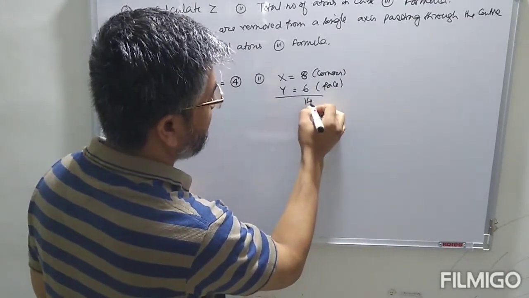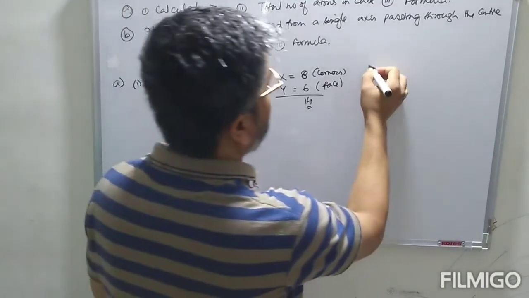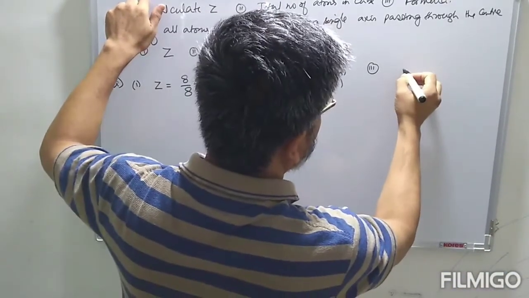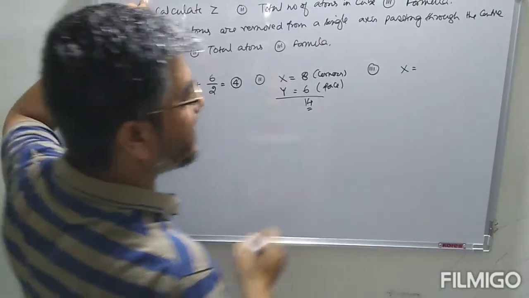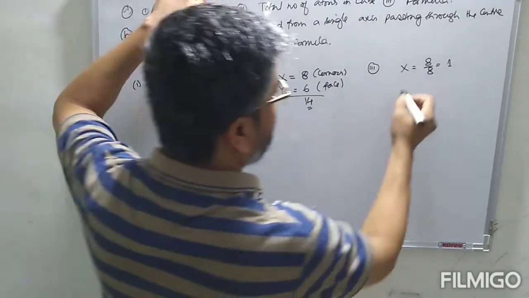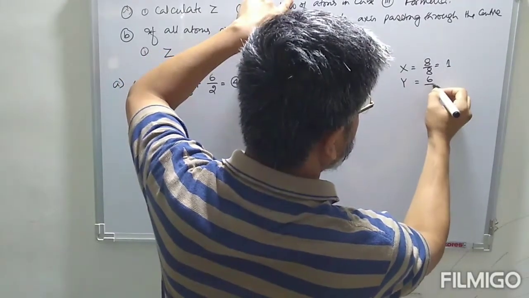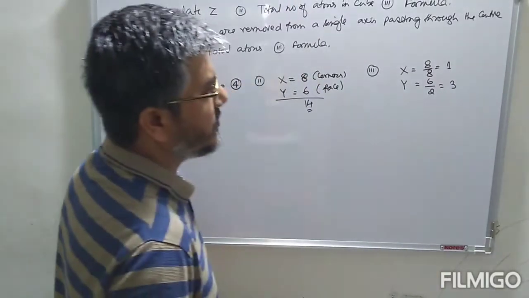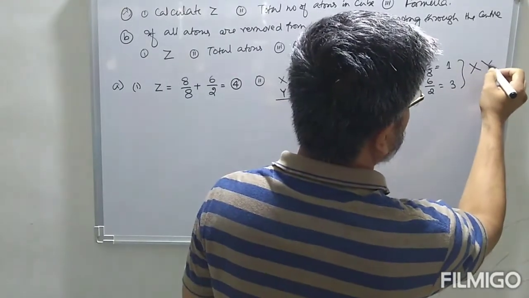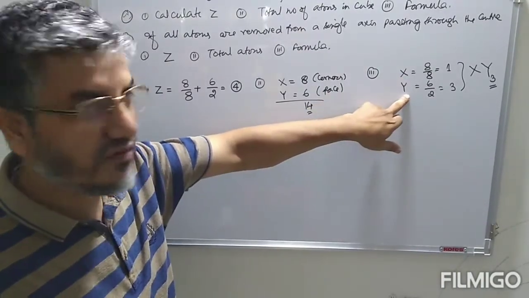So total is 14 atoms present in this unit cell. And the formula: if you look at this, the effective number of X is 8 by 8, because X occupies only the corners of the cube. Effective number of Y atoms, occupying face centers: there are 6 faces divided by 2, so we have 3. So the effective number of X is 1, the effective number of Y is 3, and therefore the formula is XY3.